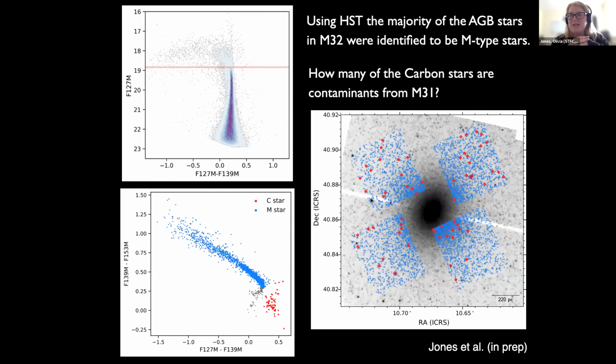Using the same medium band filter method, we went ahead and found this to try and constrain the chemistry of these stars. And this worked again very nicely, and the data set compared to Spitzer was wonderful. So what we're seeing here is a large amount of M-type stars, and very few carbon stars.